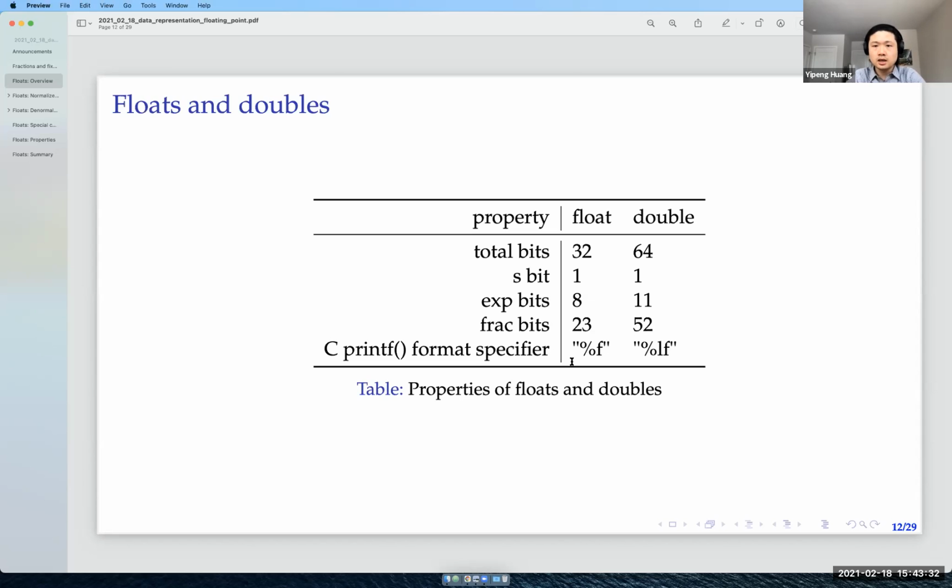Okay. And this is just a little note. Within C, you can access these data types. You can print them out using these format specifiers. Okay, so any questions here? Let me also take a look at the chat box.